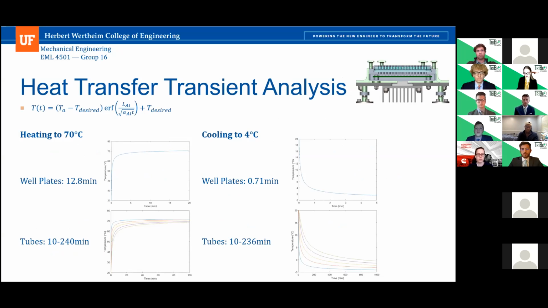The time the conical tubes take to heat and cool varied based upon the amount of fluid inside the conical tubes. In a worst case scenario, when the tubes are completely filled, it could take up to 4 hours to heat and cool. But if they're only filled partially, it could take as quick as 10 minutes.